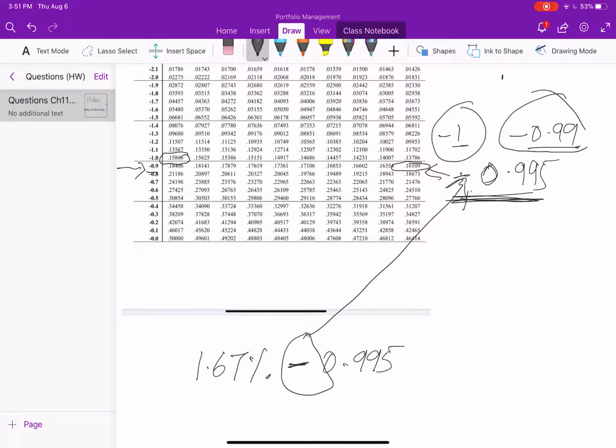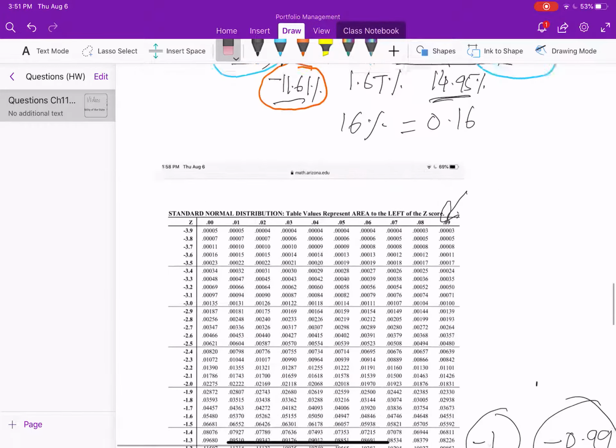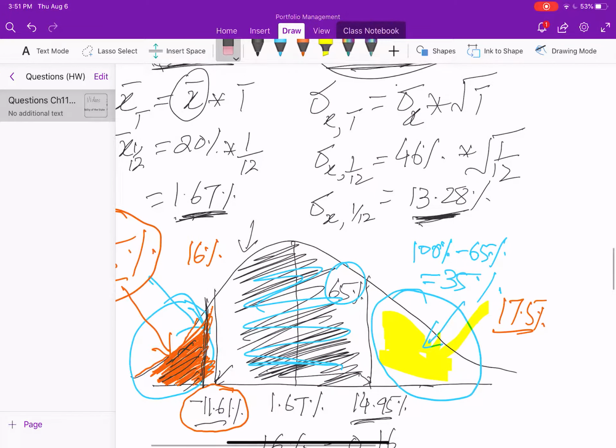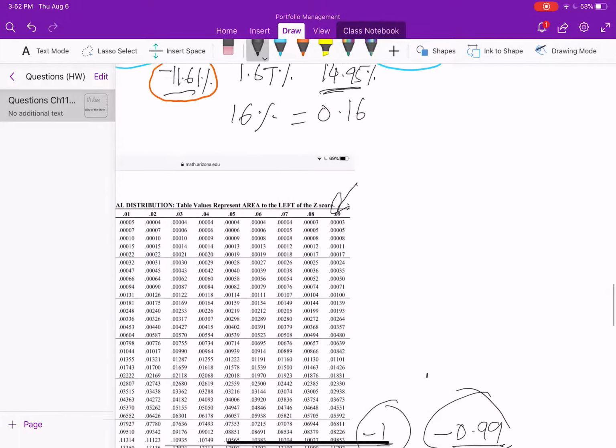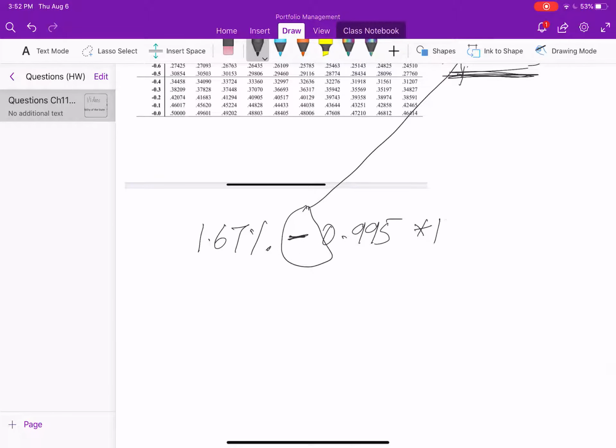So this minus is already this one, right? So 1.67% minus 0.995 into the percentage of the standard deviation. And what is that percentage? That is 13.28%, this one, right? So we are going back, 13.28%, and now please solve it. When I solve it, I found my answer is minus 11.54%.